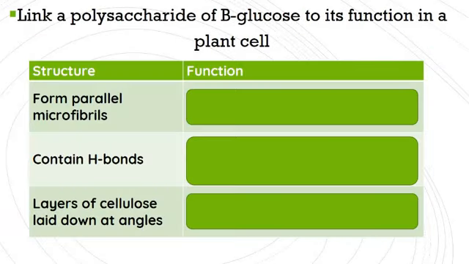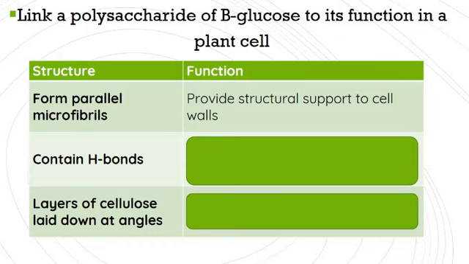What we need to look at next is why these structures are important. Why bother with all of these different or very particular structures? So first off, we can focus on the fact that we have formed parallel microfibrils. Why should they be parallel? And the main function of this is partly due to the fact it is found in a plant cell wall, and cell walls we know are very important for structural support.